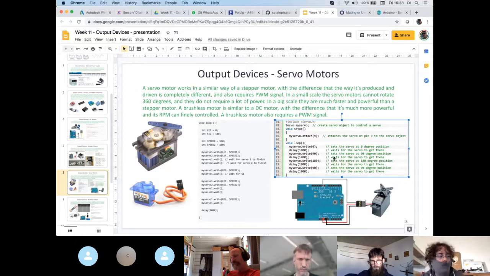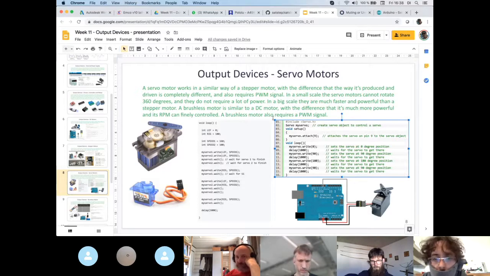So I think the answer is negative for this library from the Arduino. You cannot control the speed. It's just by default. It goes at the speed it goes. Yes, it's just defined by the library itself internally, and that's it.